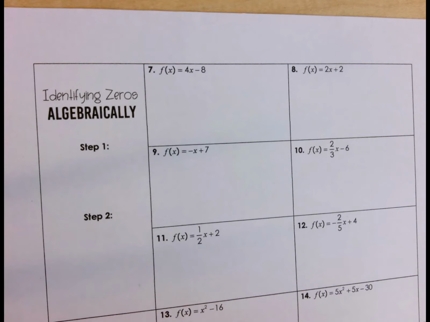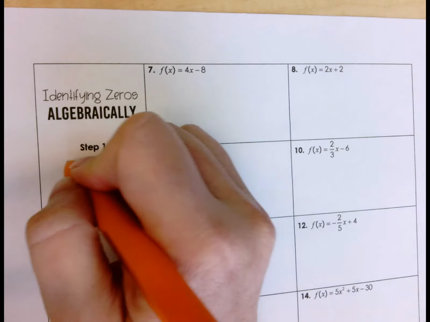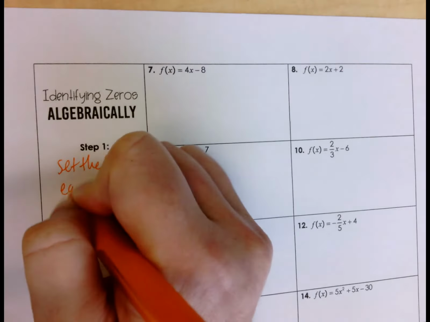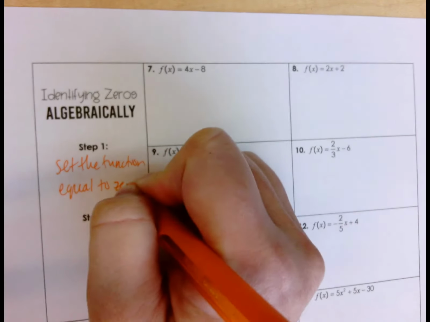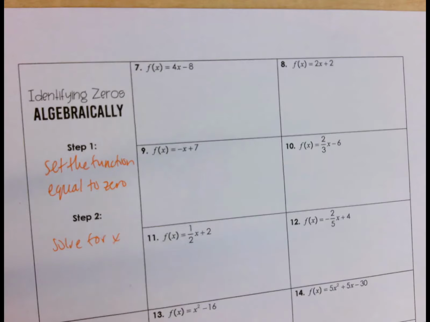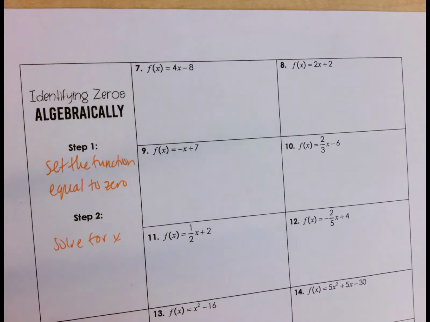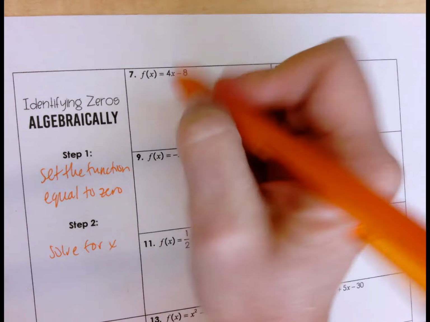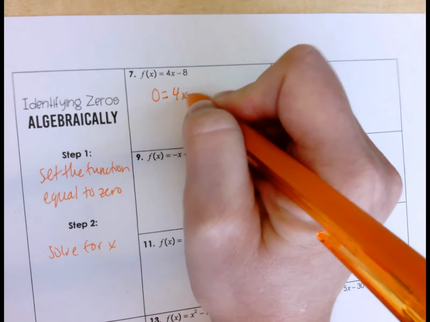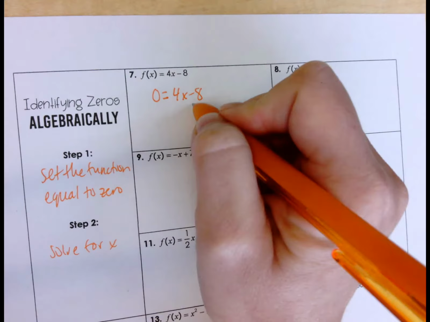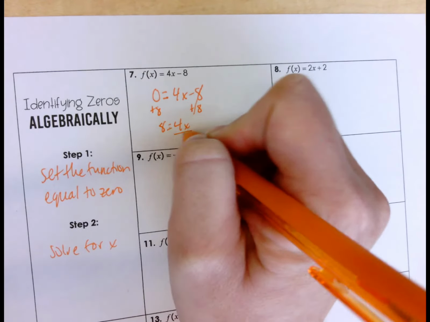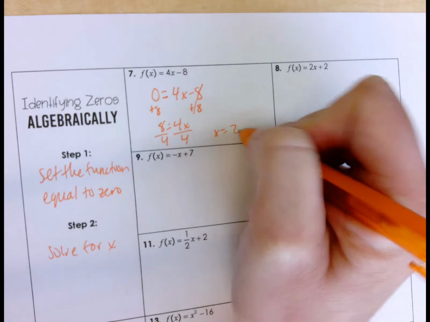Okay, so algebraically means that we, step 1, set the function equal to 0, and step 2, we solve for x. That's how we find it. Okay, so we know how to find it on a graph. We also need to be able to find it mathematically. So we take this function and we take that y and make it equal to 0. And now we solve for x. So I would add the 8, and then I would divide by 4, and x is equal to 2.